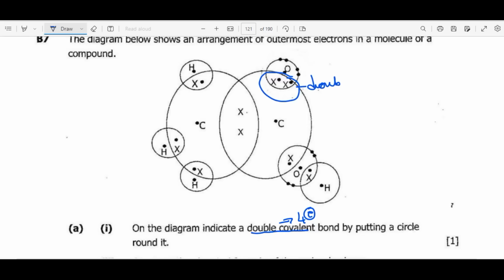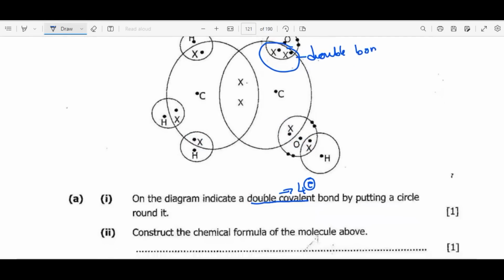Then where there are 2 electrons is a single bond. So this is a single bond, single bond, single bond. Even here, single bond, single bond, single bond. So 2 electrons indicates a single bond, then 4 electrons indicates a double bond. That's how we identify that.